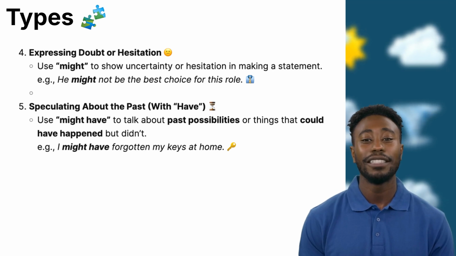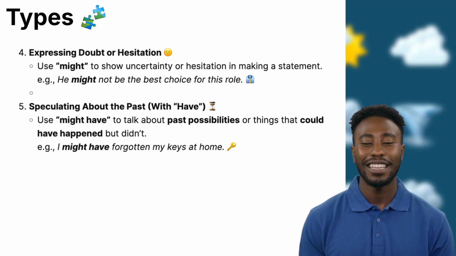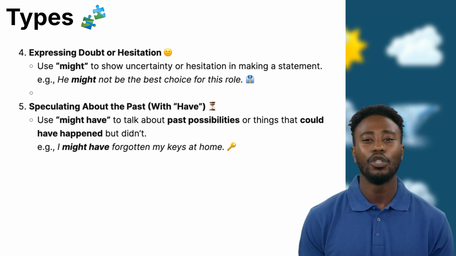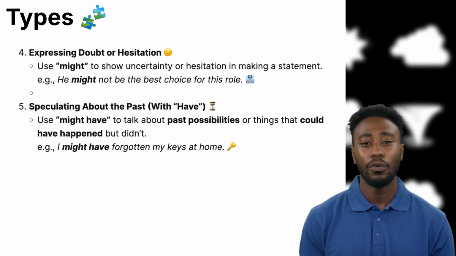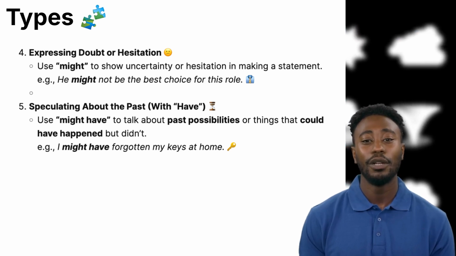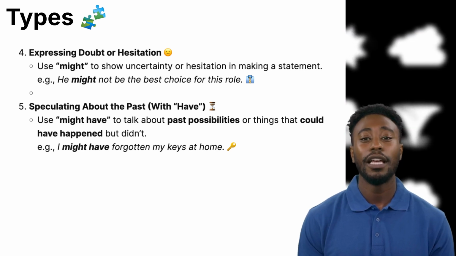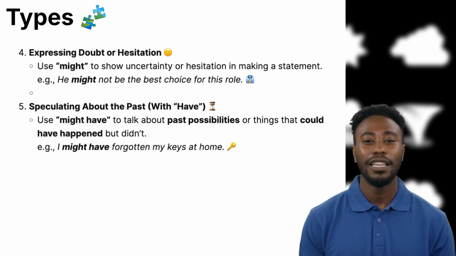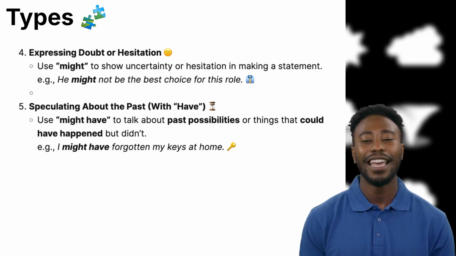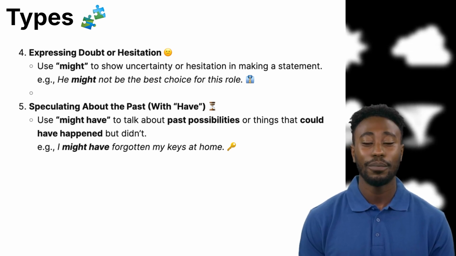4. Expressing doubt or hesitation. Use might to show uncertainty or hesitation in making a statement. Example: he might not be the best choice for this role. This means I am unsure if he is the right person for the role. More examples: this plan might not work as expected. I might be wrong, but I think the meeting is tomorrow. If you want to express doubt without being too direct, use might.